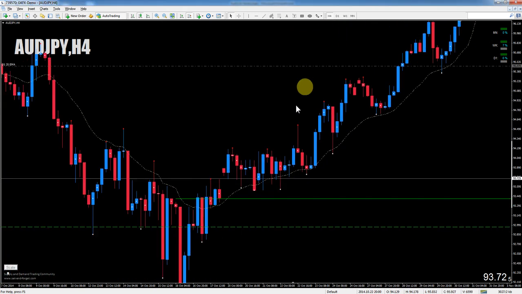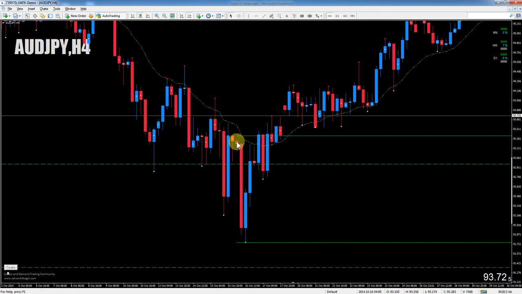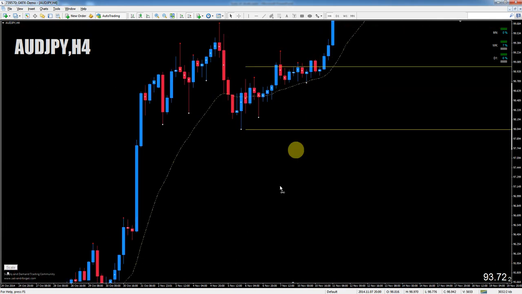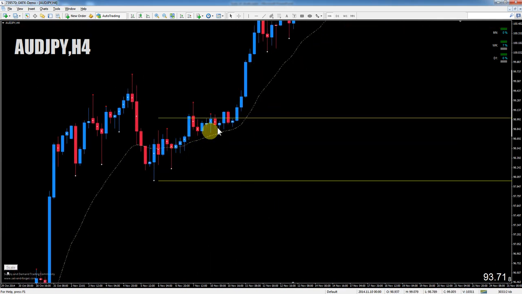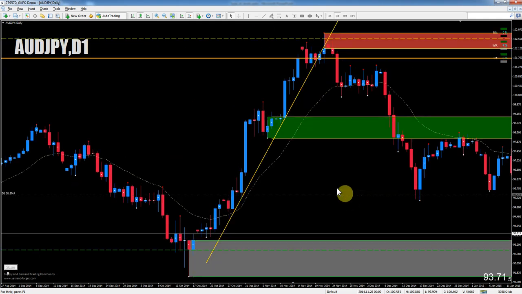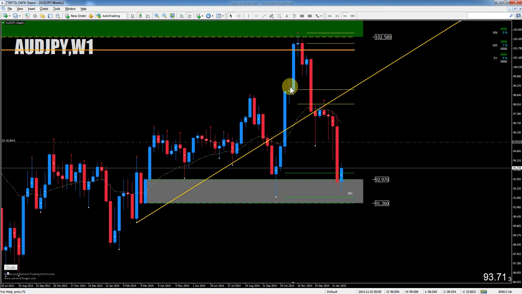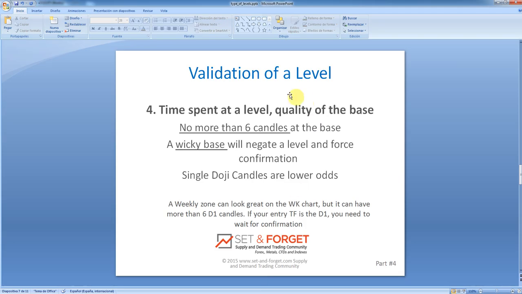Okay, for example, let's take a look at this base. See, drop-base-rally, strong move up, strong explosion. This is a sumo rally. Remember we talked about that sumo rally on the departure. This is not good at all. And that can also be seen on the daily, and also on the weekly, a single doji candle. So that goes against the rule.